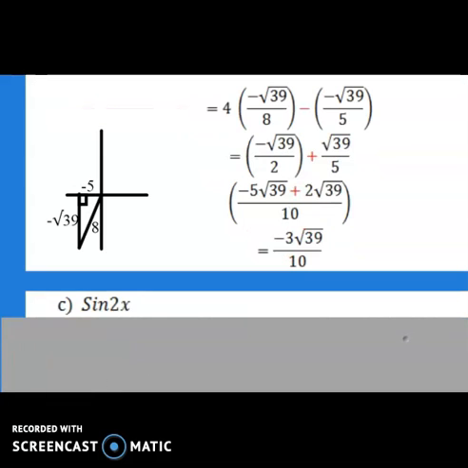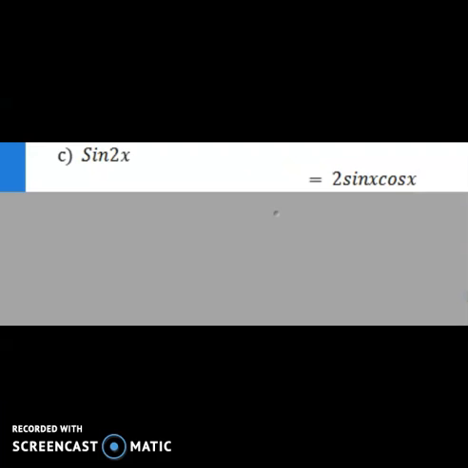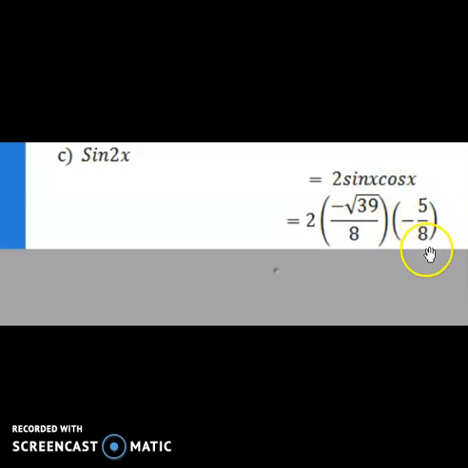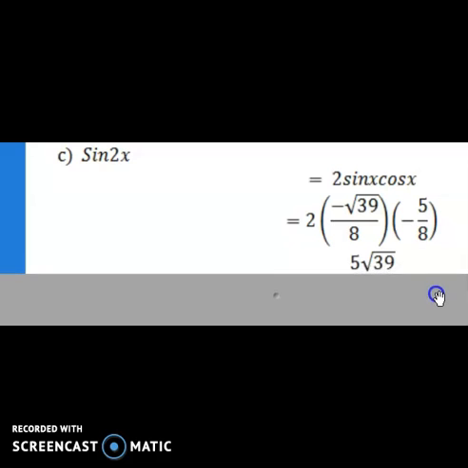Our next sum takes us to another identity. The identity of sine. Sine 2x is equal to 2 sine of x cos of x. At this stage, I've already known that sine of x is negative square root of 39 over 8. And cos of x, the adjacent side over the hypotenuse, negative 5 over 8. I multiply, it will give me a positive result.